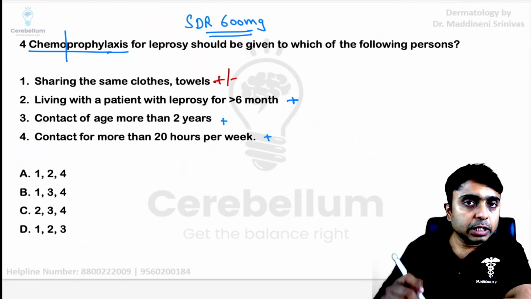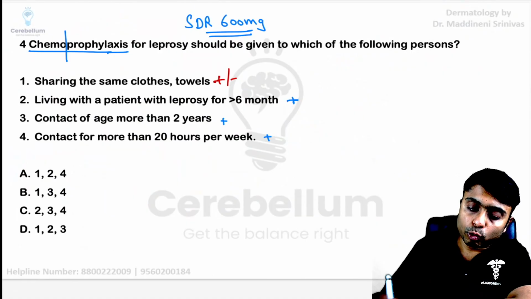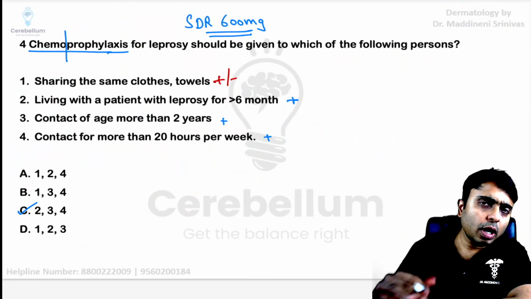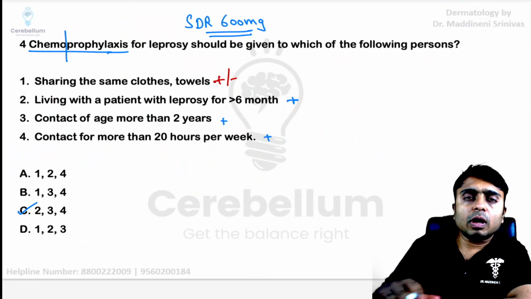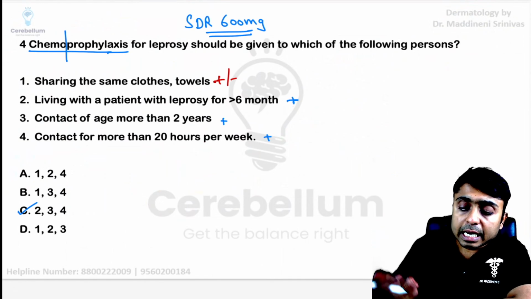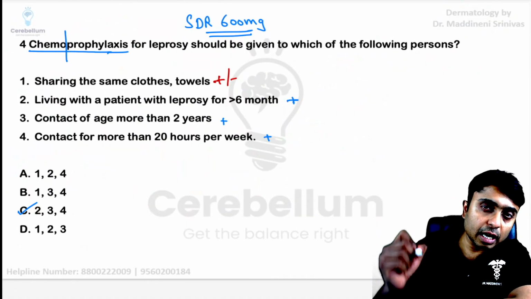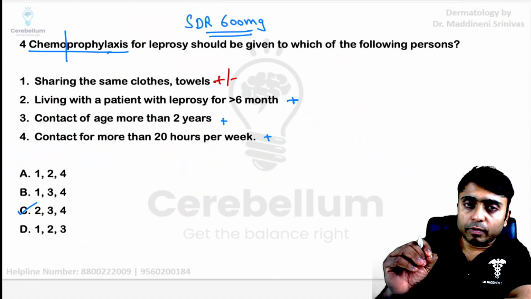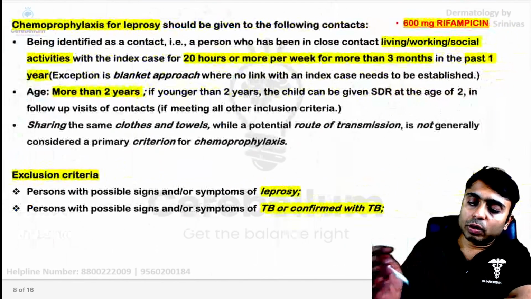So if you look at the options, you have option C: 2, 3, 4, which are correct. So option 1 we can rule out and we can select the rest of the options. But if the other options had some gross mistake in terms of the numbers, or something which is not there in the criteria, then we can select option 1, that is, sharing the same clothes and towels. But otherwise, in this particular question we are going to eliminate option 1, and the rest of the 3, options 2, 3, 4, are the correct statements, is what I want all of you to remember.